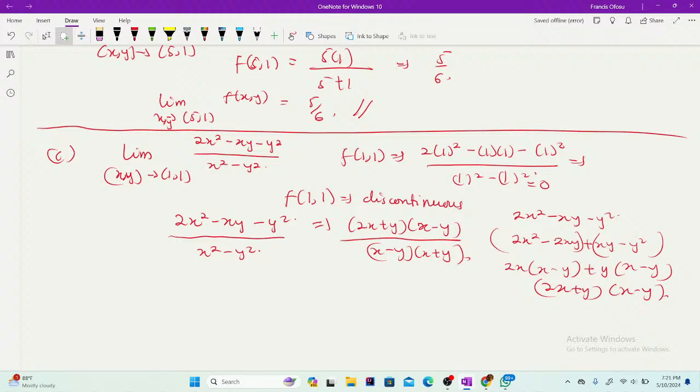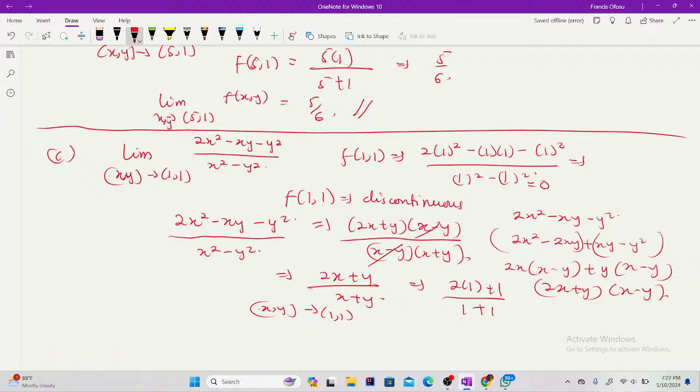You can clearly see that 2x plus y, x minus y, we can take this off, and our function will be reduced to 2x plus y all over x plus y. At this point, when I apply my limit point (x, y) equal to (1, 1), what am I getting? I'm getting 2 multiplying 1 plus 1 all over 1 plus 1, and this is giving me what?